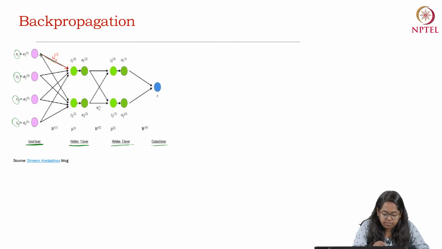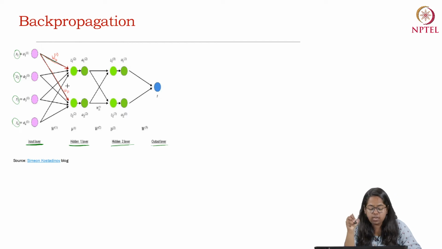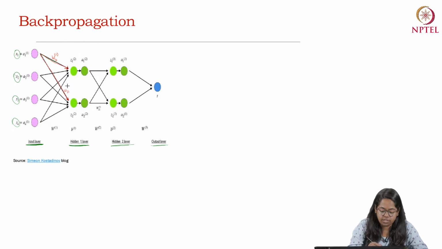Then we have another edge associated with this first input neuron, which tells us how much weight we have to give to this neuron for the second neuron of the first hidden layer. So this weight can be written as W21, that is for the second neuron of the hidden layer, and the weight is associated with the first input. And again, since this is the first layer, a superscript of 1, right?